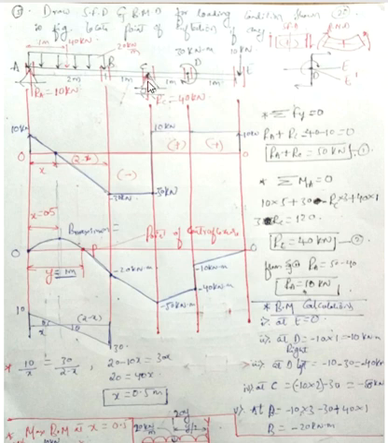Of course there is a force here, but the perpendicular distance is 0, so this force will not have any effect, only these two will have the effects. So from minus 40 I am moving to minus 50 kilonewton meter. Now come to this section.